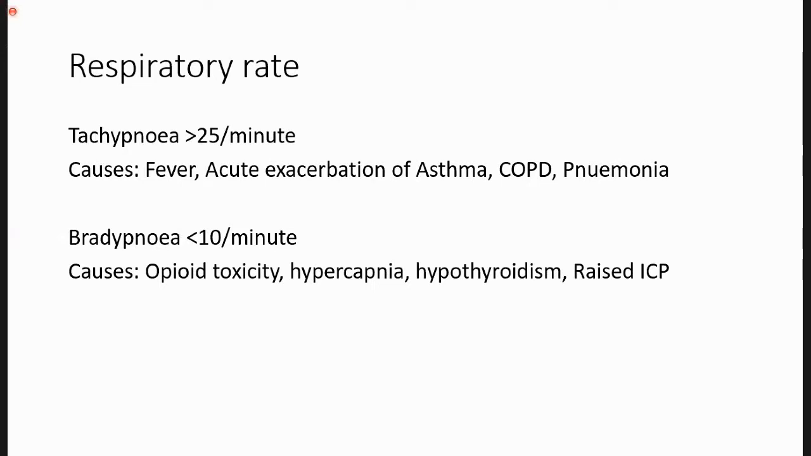So respiratory examination, you have to know what is the normal respiratory rate of an adult patient. Usually it is between 12 to 16 breaths per minute, and you calculate it for 1 whole minute. When it is more than 25, the rate is increased. It can be increased in certain conditions. The common ones are discussed here, like fever, acute exacerbation of asthma, chronic obstructive pulmonary disease, or pneumonia.